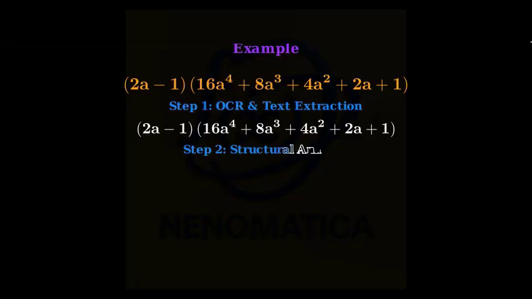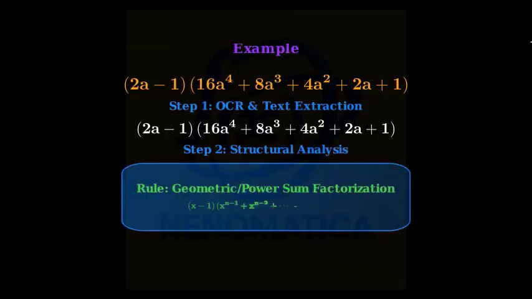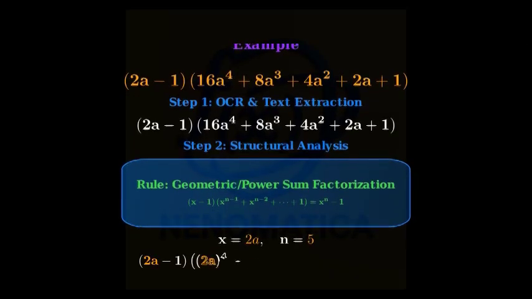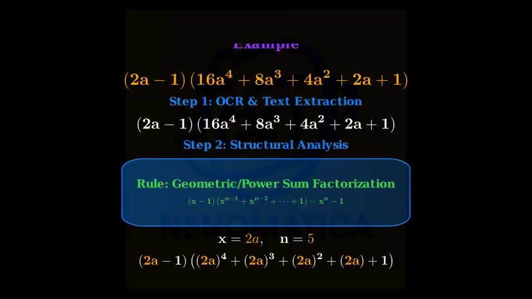Step 2. Structural analysis. The second factor matches a geometric sum of powers. This signals the classic factorization pattern: (x minus 1) times (x to the n minus 1 plus x to the n minus 2 plus dots plus 1) equals x to the n minus 1. Here we set x equal to 2a and n equal to 5, because x to the 4th plus x cubed plus x squared plus x plus 1 contains 5 terms.